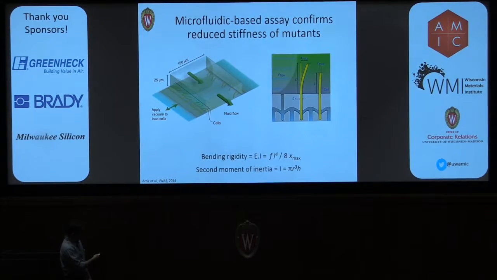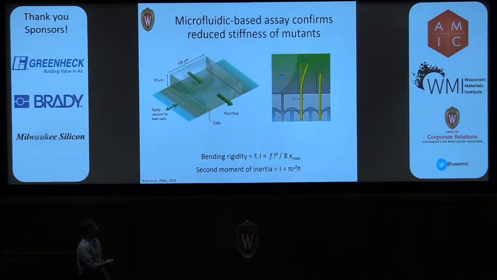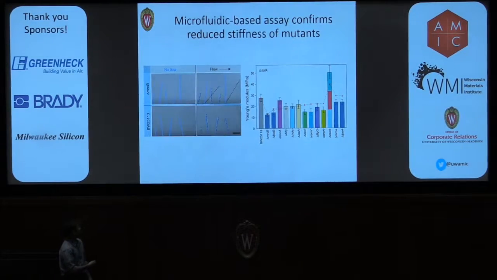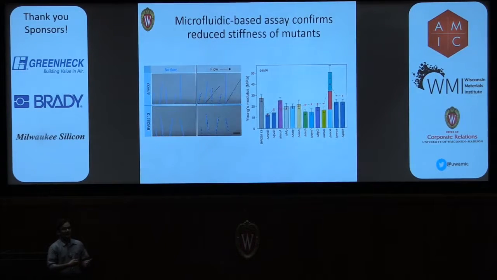So as I told you, in these devices we have bacteria captured in these microwells, and we are flowing this medium. And what we are measuring is the bending rigidity based on this formula. E is the Young modulus and I is the second moment of inertia. By calculating the force, length, and the deflection, X max, we can come up with these parameters, bending rigidity and second moment of inertia.